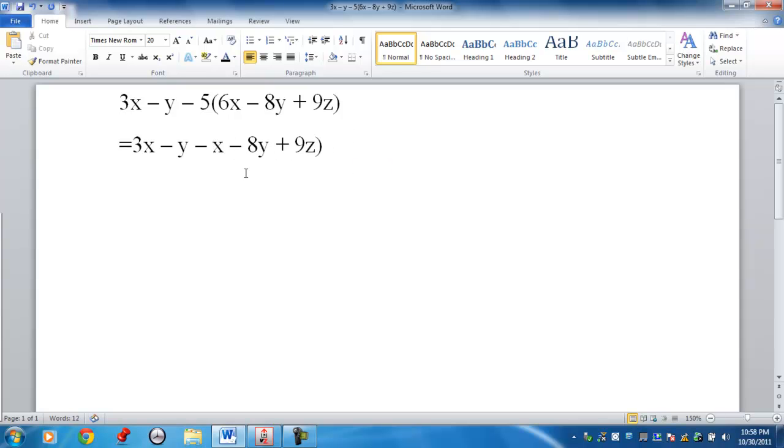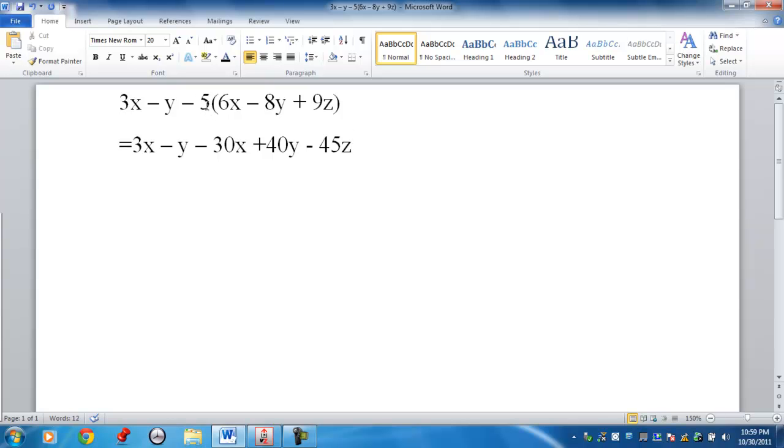and when you do that, you're going to get a negative 30x, because a negative 5 times a positive 6 will give you a negative 30. Again, you're going to distribute the 5 to the 8, so you're going to take negative 5 times a negative 8, that will give you a positive 40y. Then you're going to take the negative 5 times a positive 9, and that would give you a negative 45z.